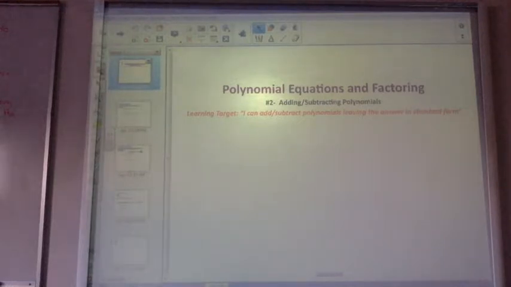So I get negative 4x to the third, combining like terms. Negative 4x to the third plus 4x squared minus 7x. That's it. So that's a third degree trinomial. The positive and negative 9 cancel each other out. Yeah.